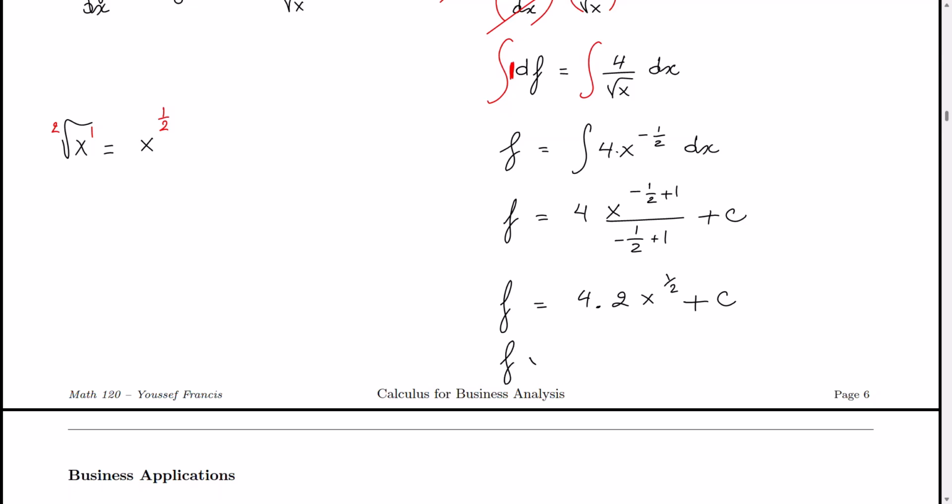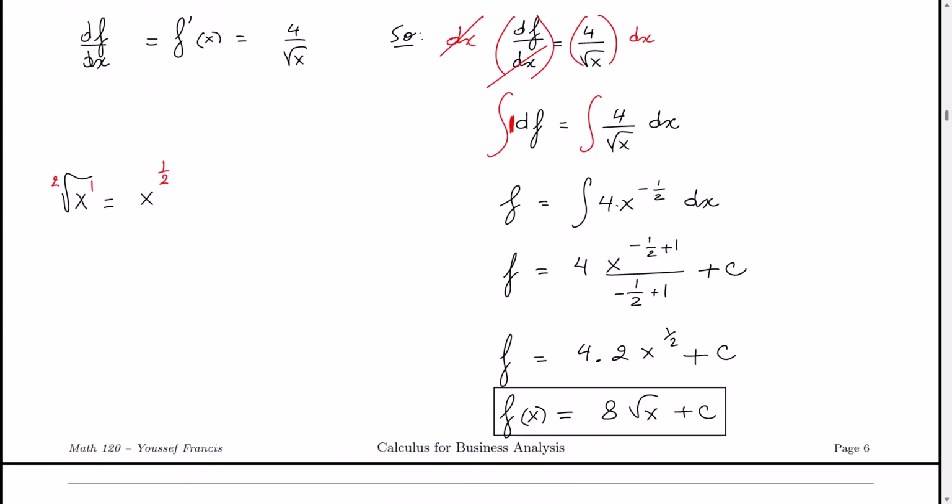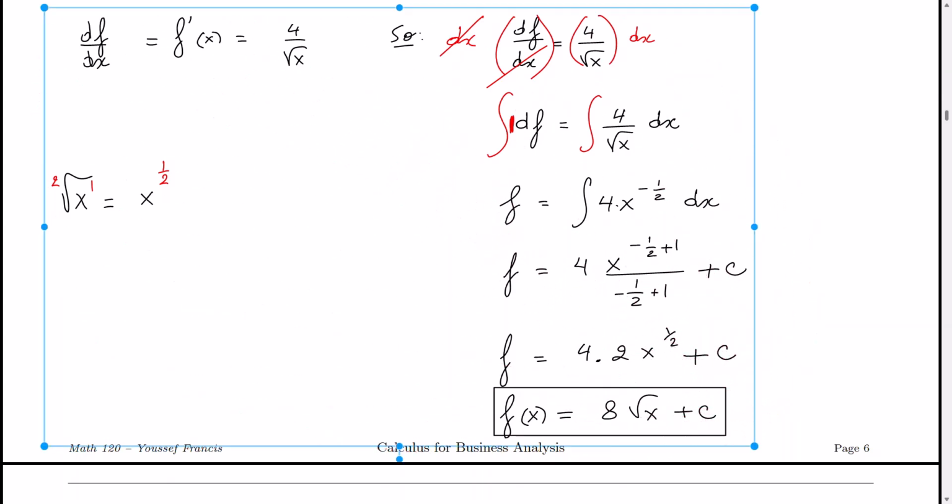So I'm just going to write down f of x to remind you this is a function. It's 8 square root of x plus c. So this is the answer to the problem, but we're not completely done yet because in this problem we were told, hey, f of 1 is equal to 3. So we know that when I plug 1 into this equation, the result is a 3. And why are they giving me this detail? They're giving me this detail to help me figure out what c is. So you know what? Let's shrink this whole thing down so we can fit the rest of the problem.